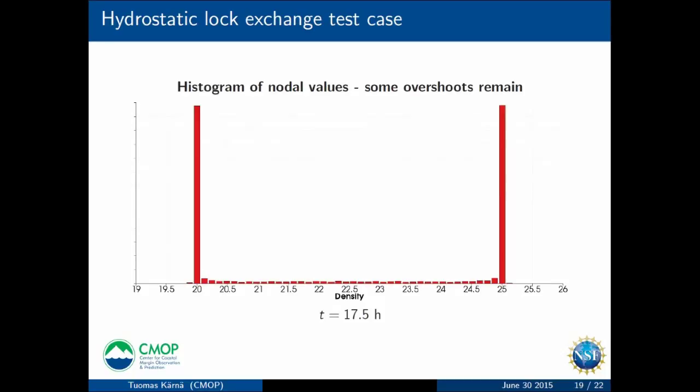And this is just a histogram of the nodal values of the solution after 17 and a half hours into the simulation. And you see that clearly the two different water masses, 20 and 25 for the density. A little bit of diffusion in between, which is normal. And the overshoots are very small. There's a bit of overshoots, but the nonlinear diffusivity is doing a pretty good job suppressing them.